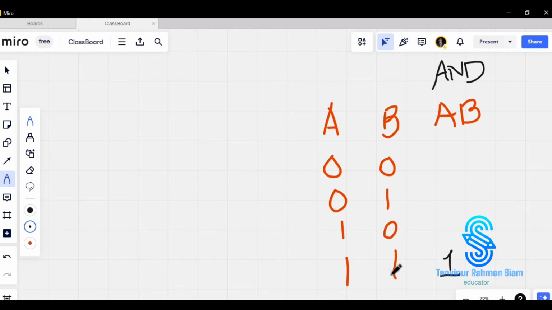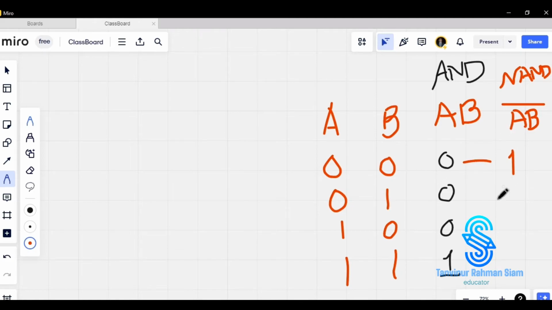That is, when both sides are true, we get a true answer, so that's why we are giving true in the output section. Otherwise we are giving 0 here. Done. And what will be the case for the NAND gate? The NAND gate will be nothing but the opposite of the AND gate. So what will be the answer? 0 will turn into 1, 0 will turn into 1, 0 will turn into 1, and the 1 will be turned into 0. So that is the NAND gate.